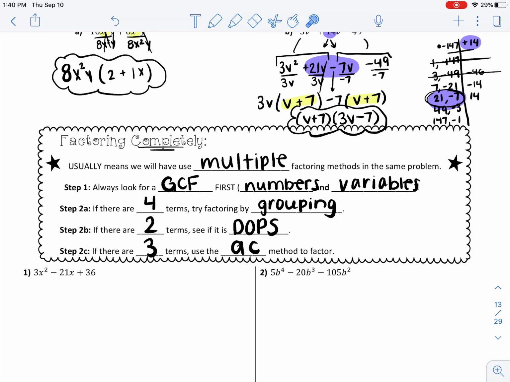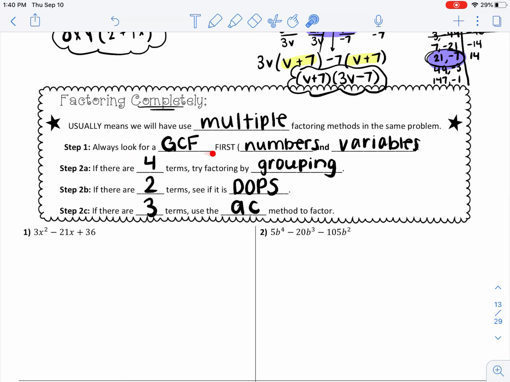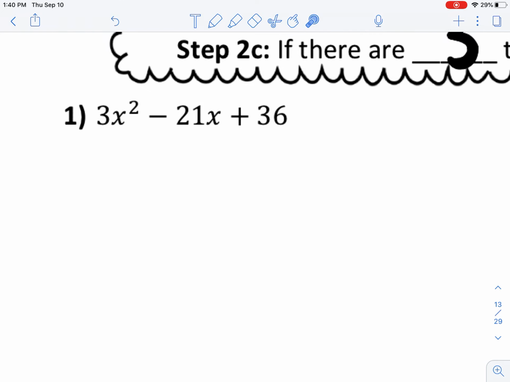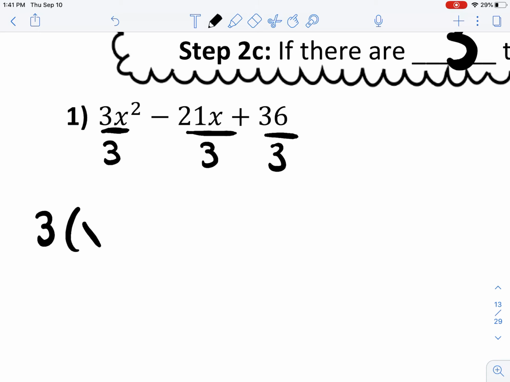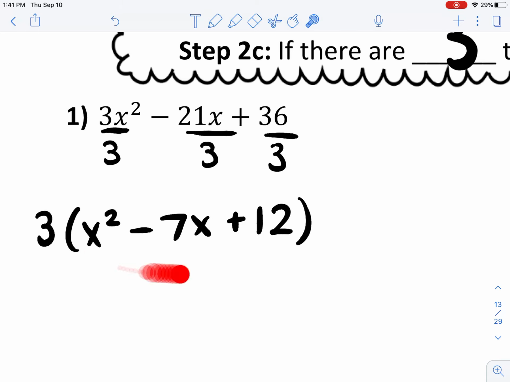So looking at number 1, I see I've got 3 terms here, but I'm not going to get there yet. I want to go to step 1, and that's always look for a GCF first. So if I look at number 1, I actually have a GCF. I can divide all of these terms by 3. So I pull a 3 out, and I'm left with x squared minus 7x plus 12. This is now what I'm focusing on. That 3 is just going to live out front. We're going to ignore that 3 for the rest of the problem until I write my answer.